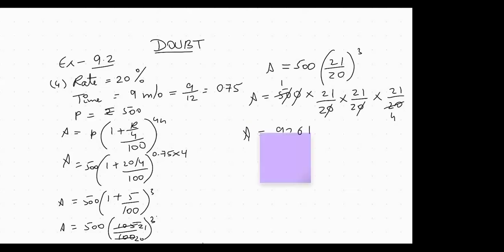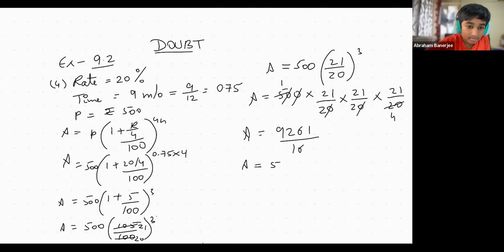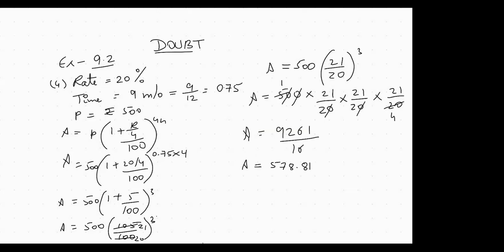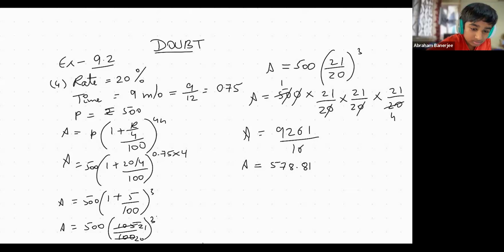So I will get 9261 upon 16. Now divide it, 9261 divided by 16. You will get the amount. So I have my amount, 578.81. Now find the CI.